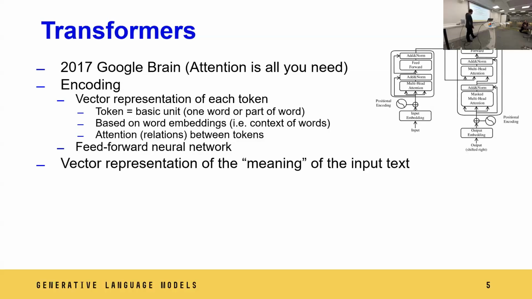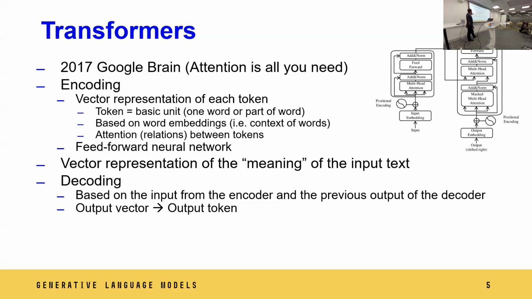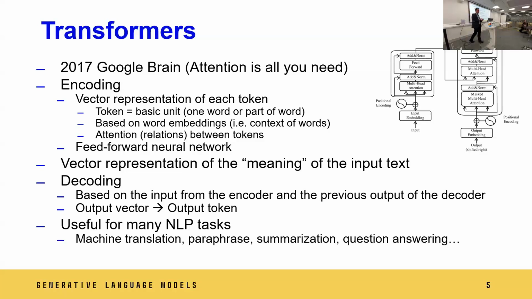So in the end, we have a vector representation that captures the meaning of the input text. And then this vector representation goes to the second part, which is the decoder. The decoder, based on the input from the encoder and the previous output, produces the text. So it produces the output vector, which is then translated to an output token, and users can see it as a text.